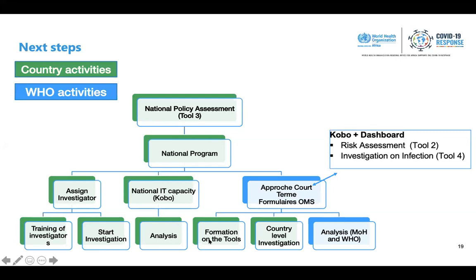As a result of the national program and where the program itself is at, you can then assign investigators specifically that will be involved in training and actually starting investigations. You want to also ensure that naturally you have IT capacity if you want to use the Kobo system and the ability to engage in in-country specific analysis. And then, of course, complementary to Tool 3 are Tools 2 and 4.